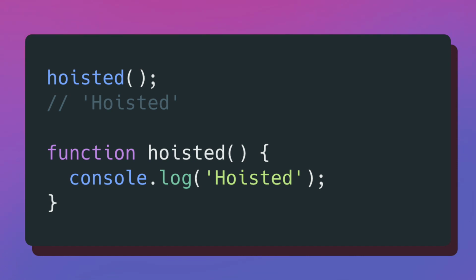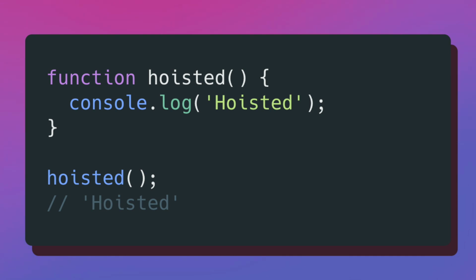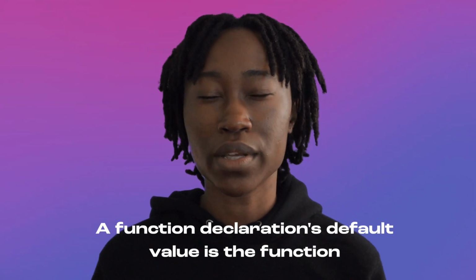So here, I'm able to call my hoisted method before I declared it, and then below it, I then declare hoisted, where I have a console log stating hoisted. With function declarations, the default value is always the function itself, since function declarations couple the action of declaring and initializing a value. So this code block would get interpreted by JavaScript like this, where we first establish the declaration and initialization of our hoisted function, and then we call the function. Function declarations provide the most flexibility when it comes to hoisting because their default value is the value that you typically want and expect.